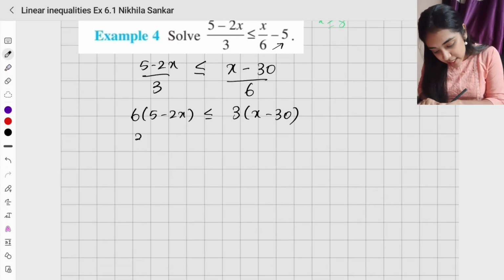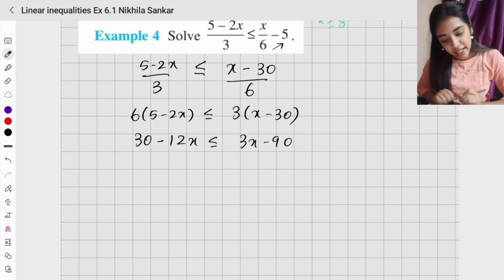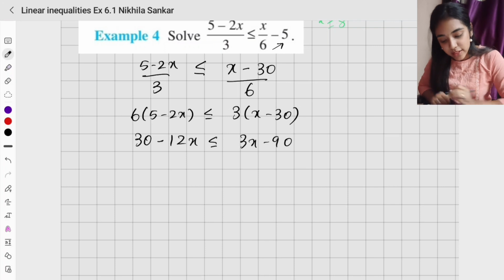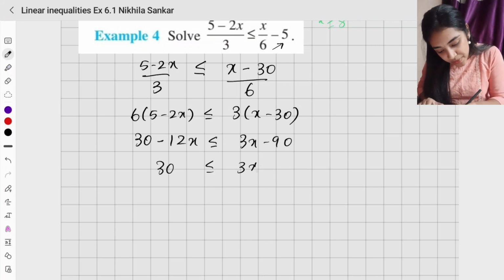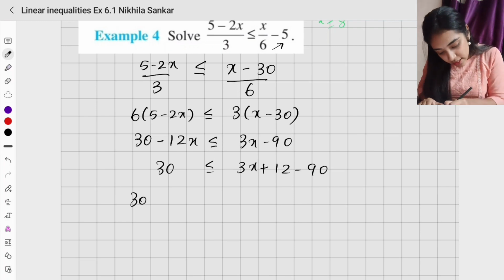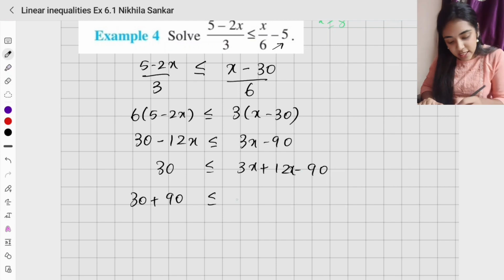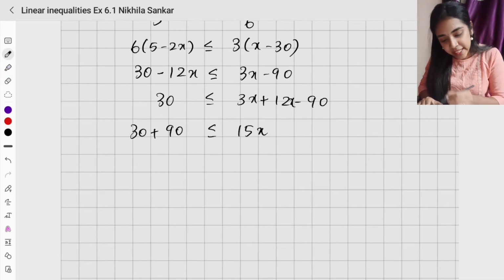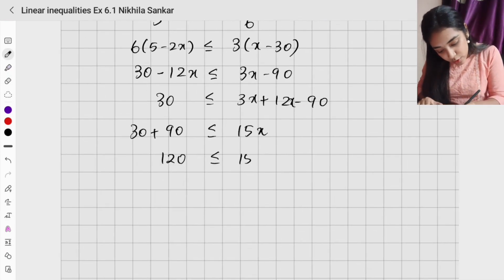Multiplying the bracket, 6 5s are 30 minus 6 2s are 12x less than or equal to 3x minus 90. Okay. Now what happens? I'm going to bring 12x to the other side. So I'll have 30 less than or equal to 3x plus 12x minus 90. Now I'm going to bring the minus 90 to the other side. So I'll have 30 plus 90 less than or equal to 3x plus 12x. So 12x plus 3x is 15x. I have 90 plus 30 which is 120 less than or equal to 15x.